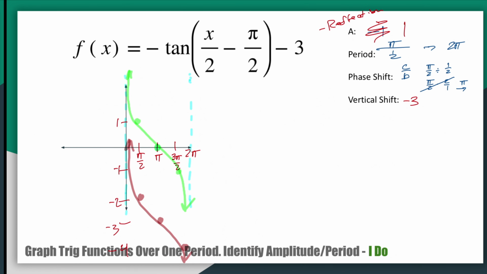Okay. And that's it. You don't have to graph it over and over and over again to the left and right. We're really just caring about that very first period here. Just like we did with sine and cosine, we really only graphed them over a single period, even though we could have kept going. All right?